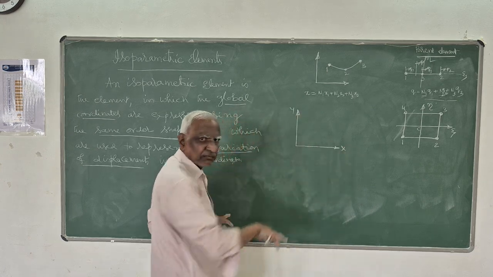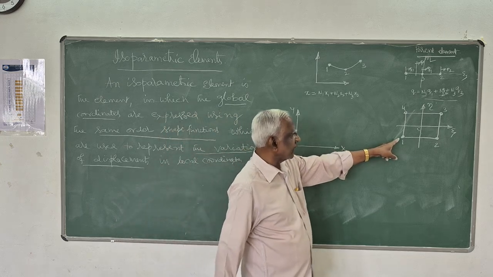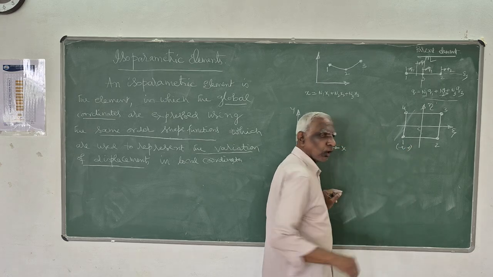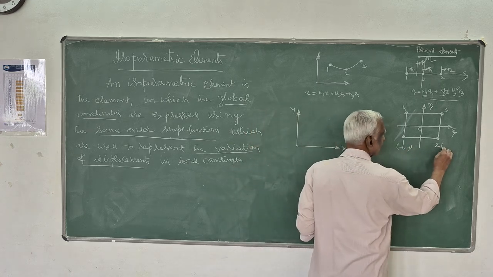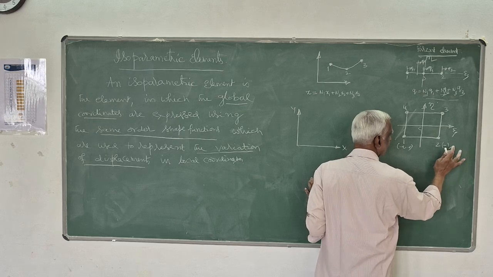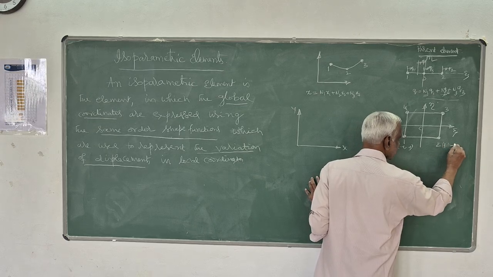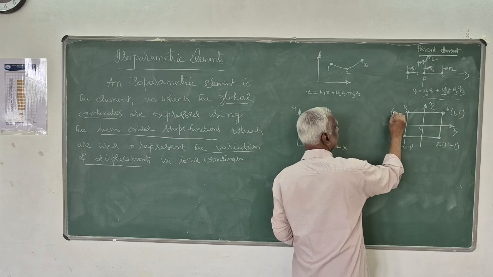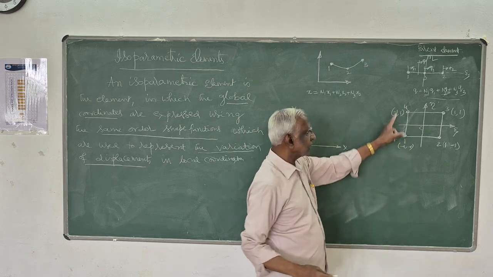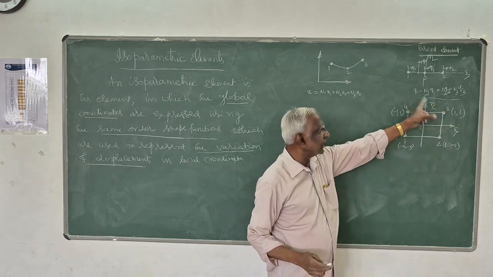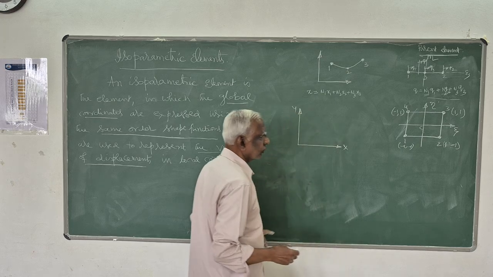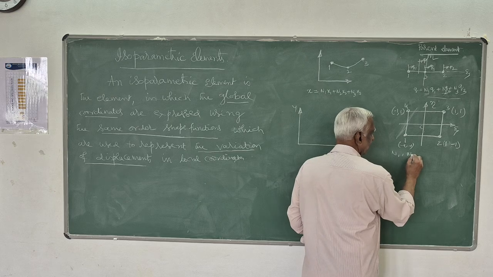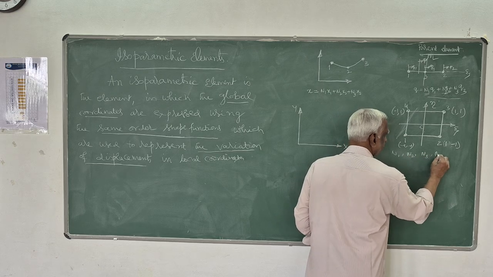If you use the same shape function, the coordinates of this point in the local coordinate are minus 1, minus 1. Here it will be plus 1, minus 1. Here it will be 1, 1. Here it is minus 1, 1. These are the natural coordinates of nodes 1, 2, 3, 4, and we have derived the shape functions N1, N2, N3, N4.